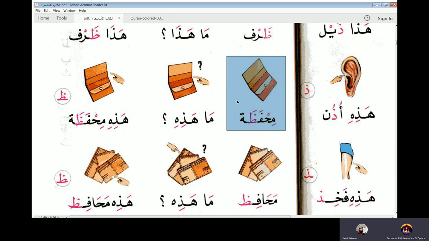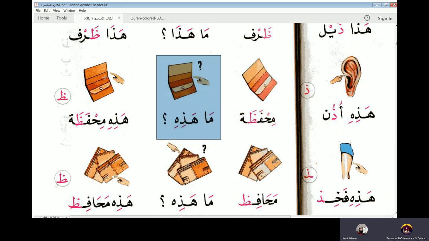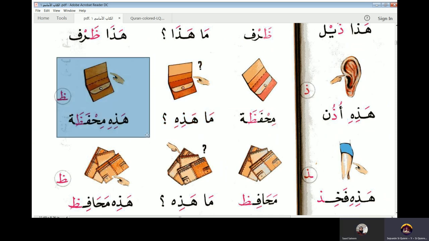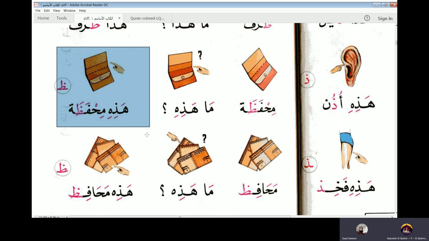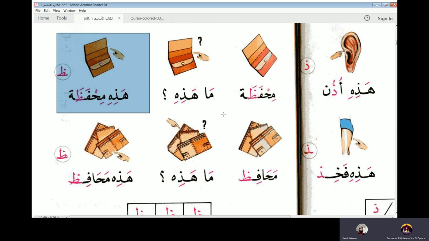Mihfadhatun. What's a mihfadhatun? Mihfadhatun, wallet, purse. Okay, so this is a purse, wallet. Ma hadhihi? Hadhihi mihfadhatun. This is a purse.